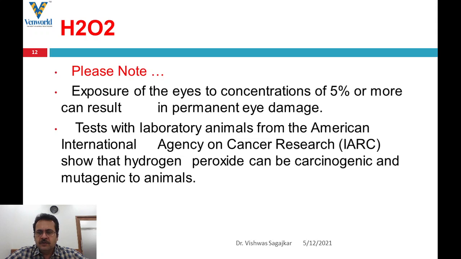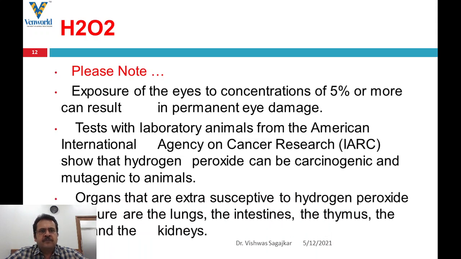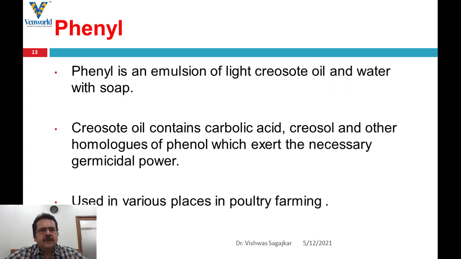So this is also one risk factor of using hydrogen peroxide widely, and particularly the lungs, intestine, thymus, liver, and kidneys get affected when a large amount of hydrogen peroxide is used for water sanitation or some other purposes in the poultry farm and hatcheries. Then we'll come to the next chemical, that is phenyl, which is also commonly used for cleaning or mopping the surfaces, and foot bath and all.